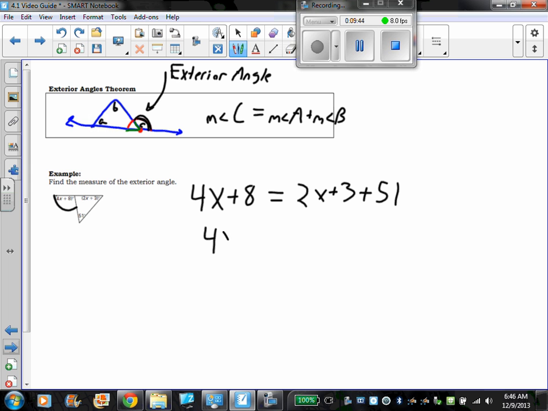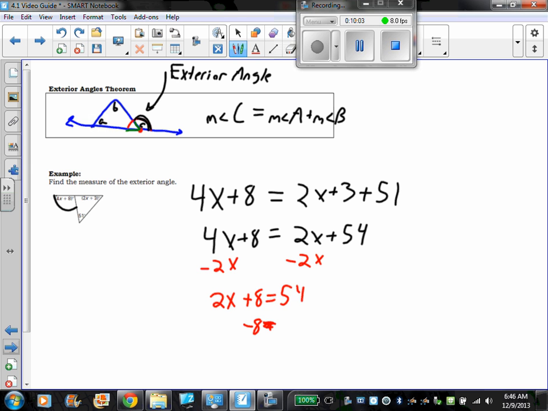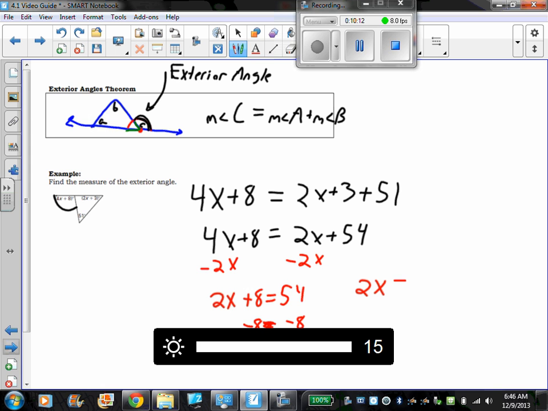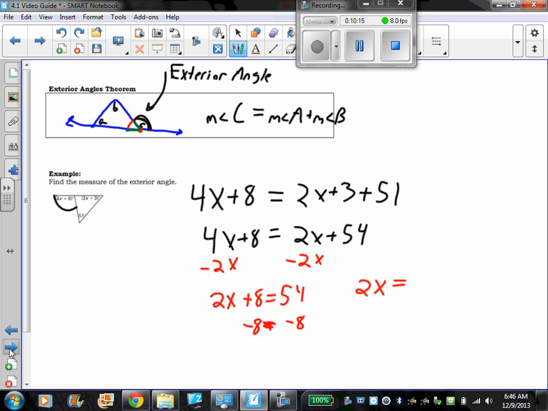So, simplifying this, we get 4x plus 8 equals 2x plus 54. Number of ways you could solve this, but I'm going to subtract 2x from both sides, giving us 2x plus 8 equals 54. Then subtract 8 from both sides. Oops. Minus 8, giving us 2x equals 46. And then dividing by 2 on both, we get x equals 23.